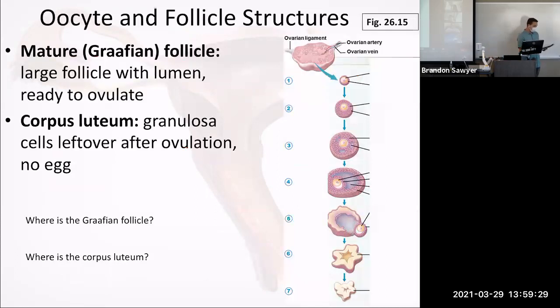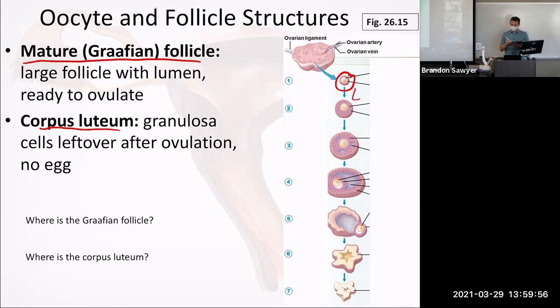All right, so this just walks us through the development of the follicle as well as of the eggs. There are only a couple of structures I really want you to know exactly. Number one is what the mature follicle looks like, and number two is what the corpus luteum is. This is the follicle in its earliest stage, just a thin layer around the egg.